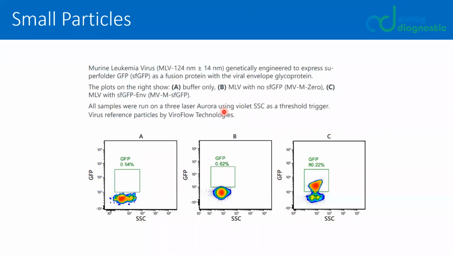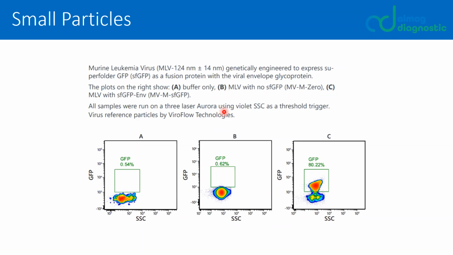Another nice thing is the analysis of small particles. Small particle analysis is, of course, achieved thanks to the powerful violet laser, and thanks to the highly sensitive violet Cytek detector. Like Nitzan already mentioned, the Cytek detector is under the violet laser.